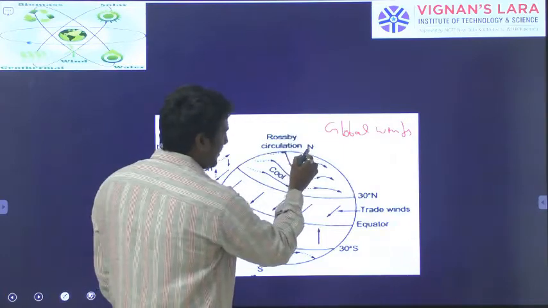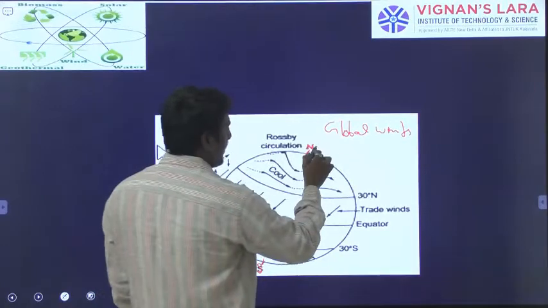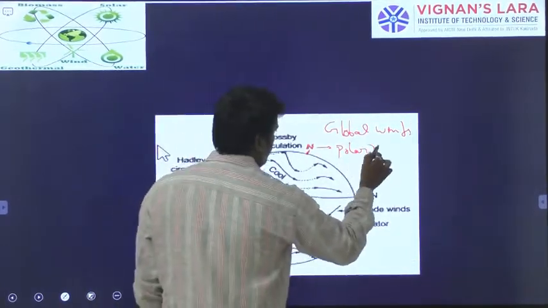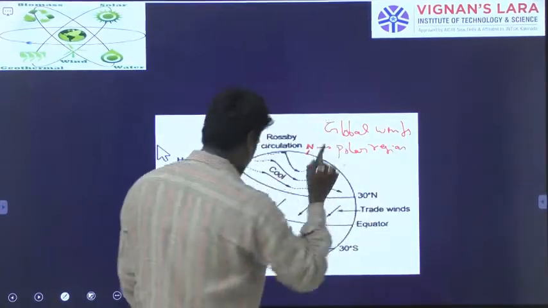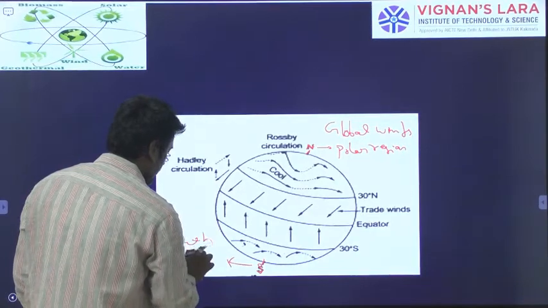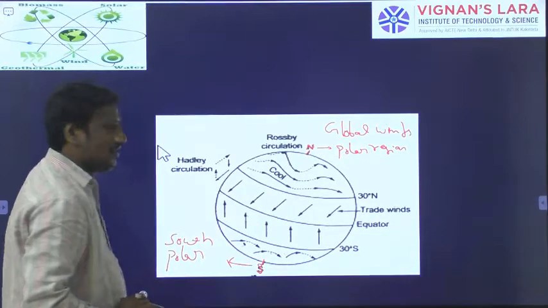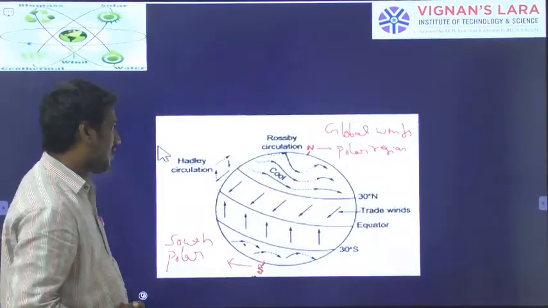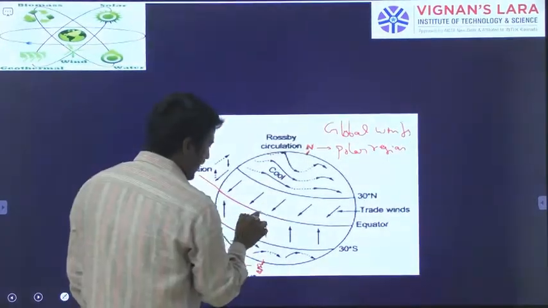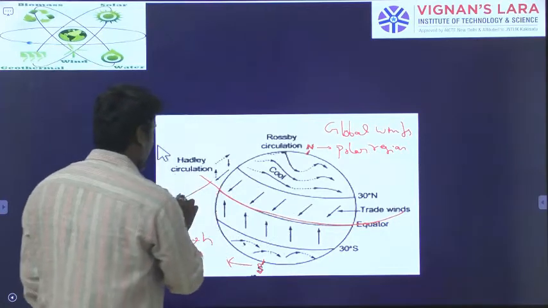These regions, the north region and the south region, are called polar regions: the north polar region and the south polar region. And the exact center you can call the equator line.